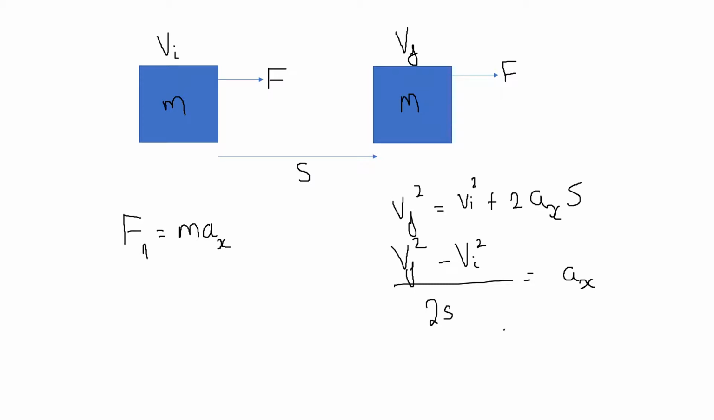So that means this acceleration now simplifies to v f squared over 2s. So we now can substitute this acceleration back into Newton's second law, and that will give us the net force acting on the block of mass m is equal to this formula here.